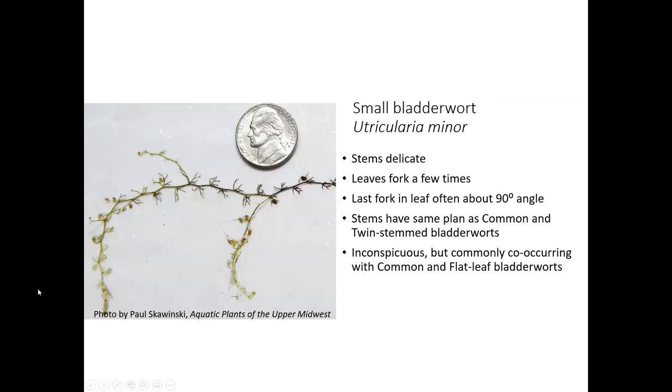Okay, so small bladderwort is, as it says, small. It's on the same basic body plan as the common and Gymnoscapa, but the stems are quite delicate. The leaves only fork a few times, and the last fork in the leaf is often at about a 90 degree angle, so it's quite spread. It's fairly inconspicuous, but commonly occurring with common and flatleaf bladderworts, which we're going to talk about in a minute. Okay, next.